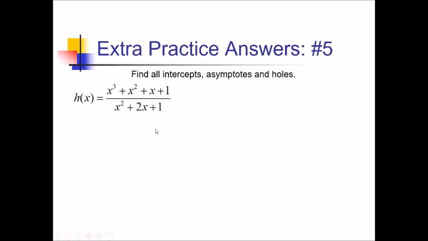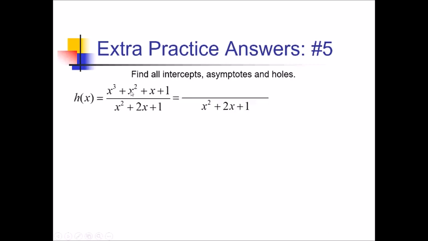For this problem, I'm trying to analyze the features of this rational function. This one's a little bit crazy. Let's go ahead and see how much we can factor and simplify this before we start taking a look at intercepts and asymptotes and wholes. So first I'm going to start by just rewriting the denominator. I know I can factor that, but I've got a little bit of work to do in my numerator first.